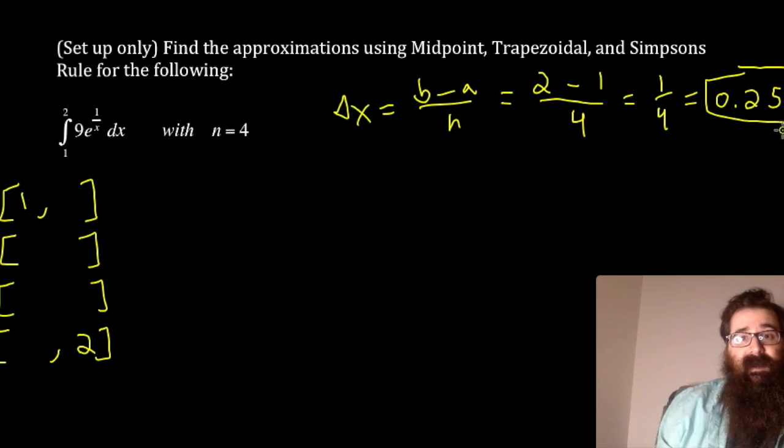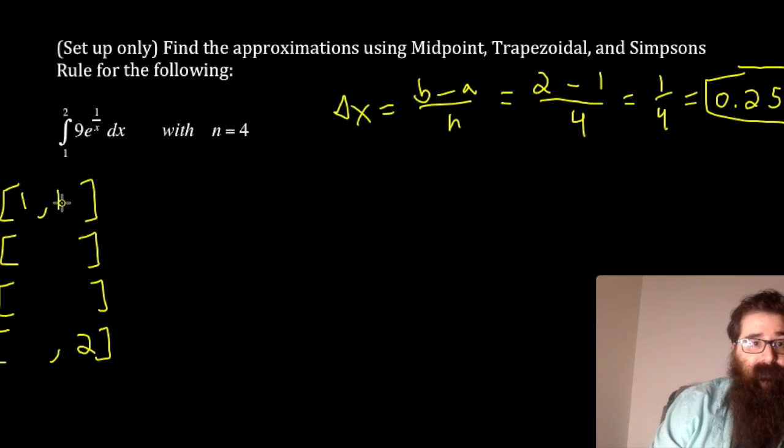Now to fill in the rest, we just have to build right endpoints by taking any left endpoint and adding delta x to it. So for example, in this first subinterval, I take my left endpoint, which is 1, I add delta x to it, so 1 plus 0.25 gives me 1.25.